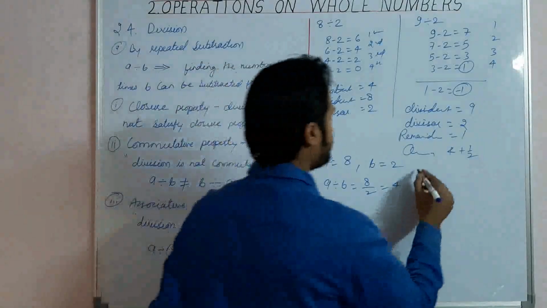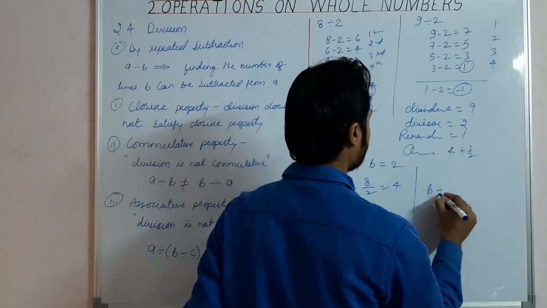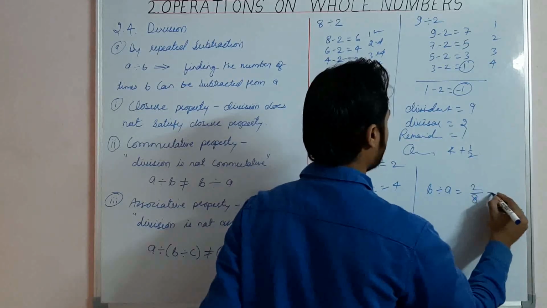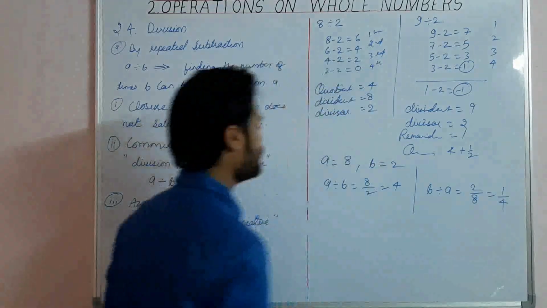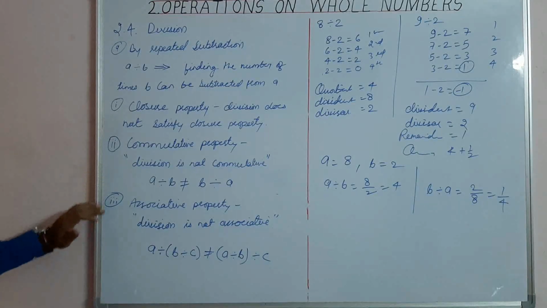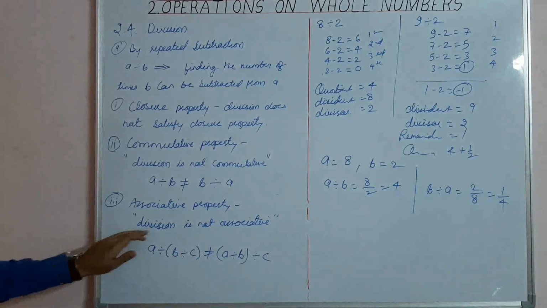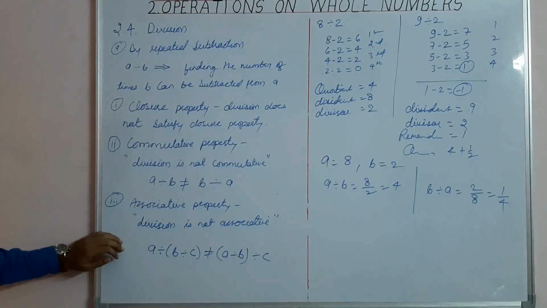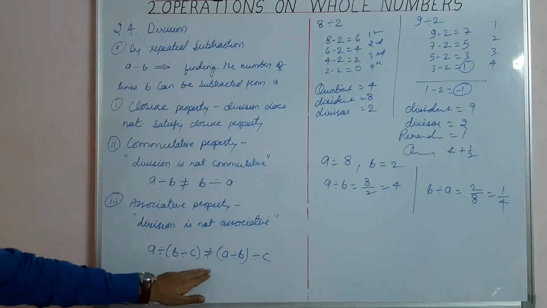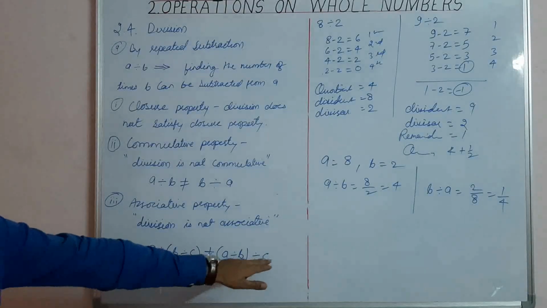And if we write B divides A, we will get 2 by 8, which is equal to 1 by 4. So division is not commutative. For the third property, division is not associative also, because A divides (B divides C) is not equal to (A divides B) divides C.